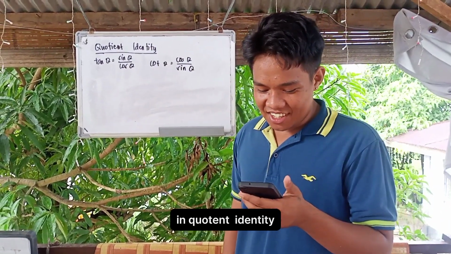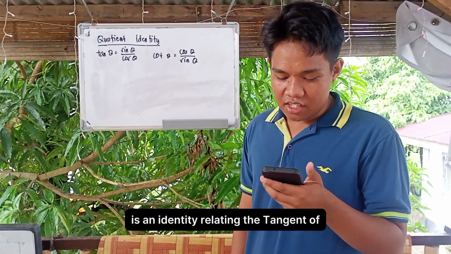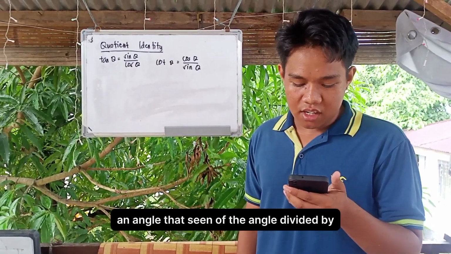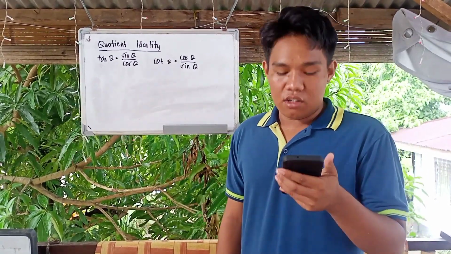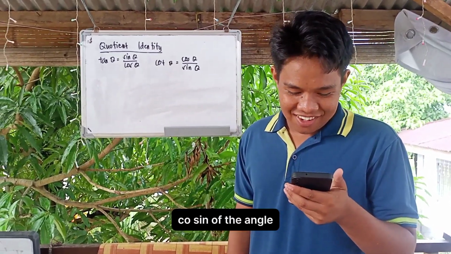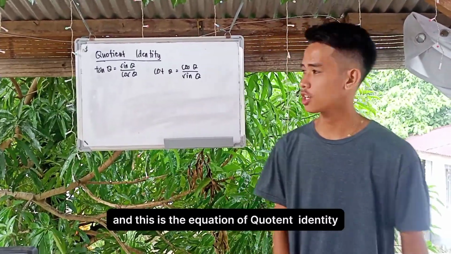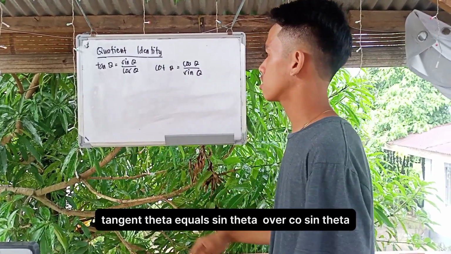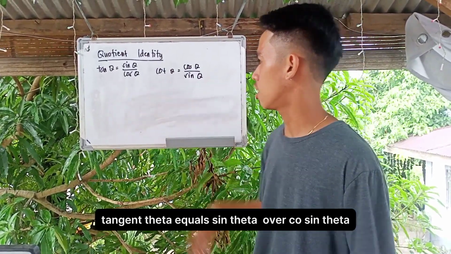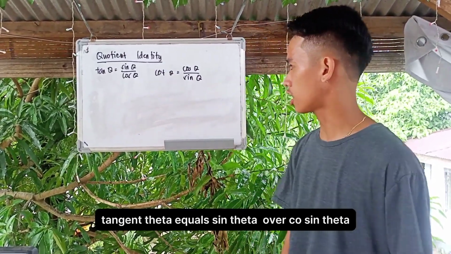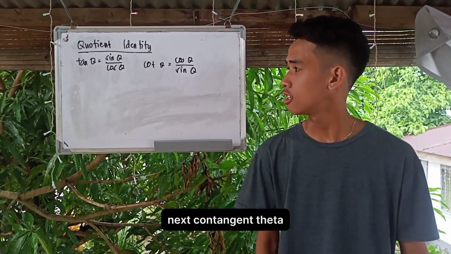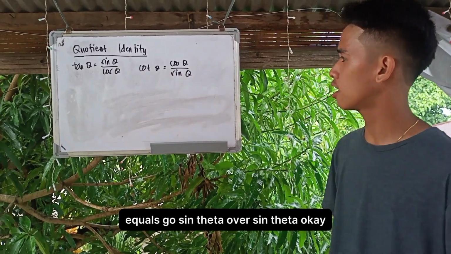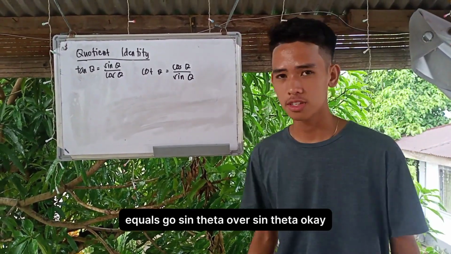The quotient identity is an identity relating the tangent of an angle to the sine of the angle divided by the cosine of the angle. And these are the equations of the quotient identity. Tangent theta equals sine theta over cosine theta. Next, cotangent theta equals cosine theta over sine theta.